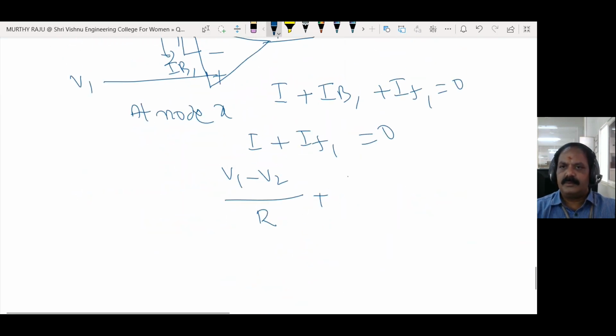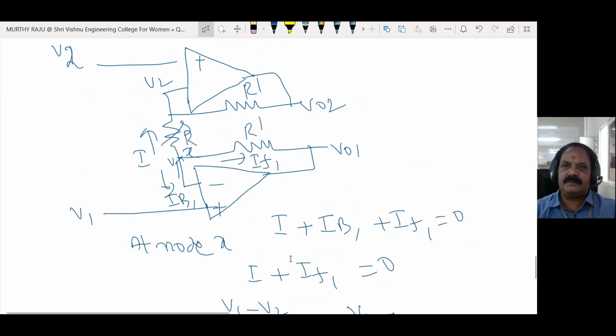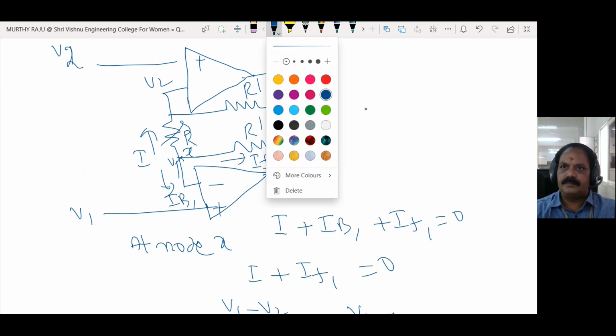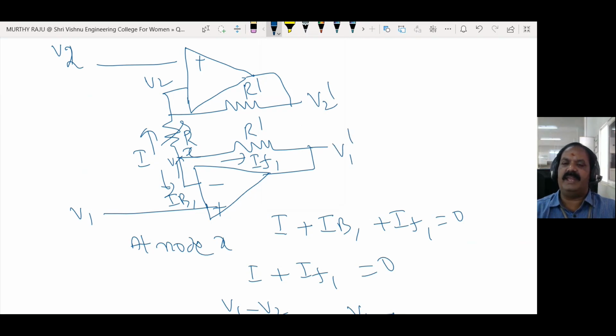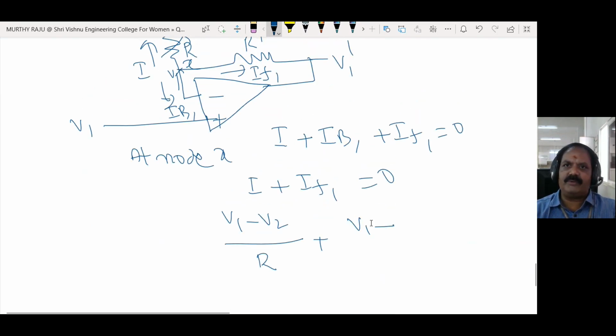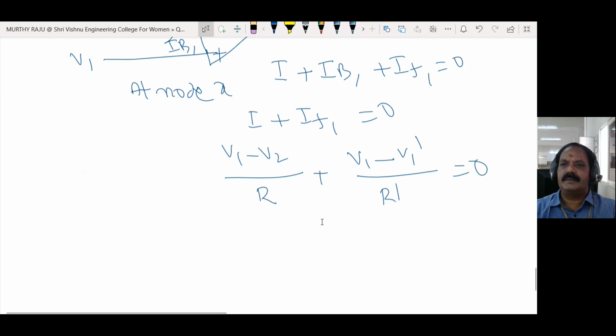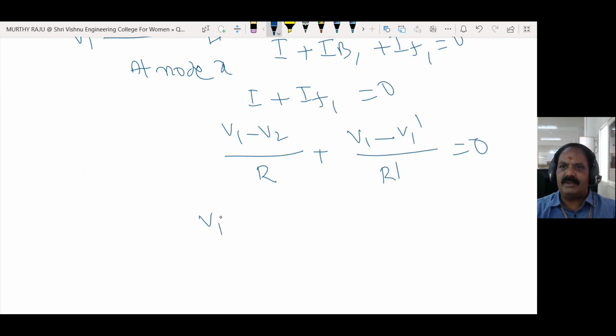IF1 is equal to V1 minus V01. V01 is equal to V1 dash, and V02 is equal to V2 dash. No need to use V2 dash here. V1 minus IF1, that is V1 minus V1 dash by R dash, is equal to 0. Now we need to calculate V1 dash. Bring this side: V1 dash by R dash is equal to V1 by R dash minus V1 by R plus V2 by R.